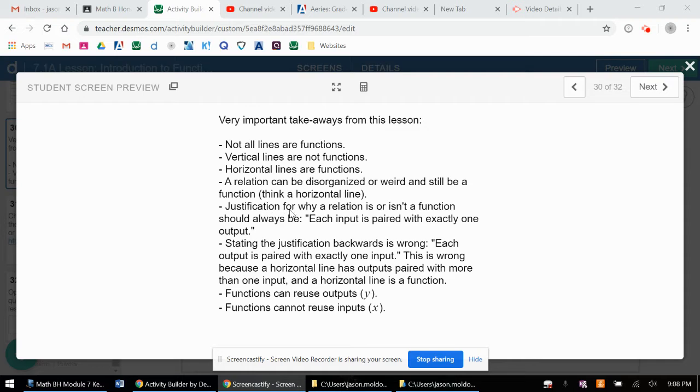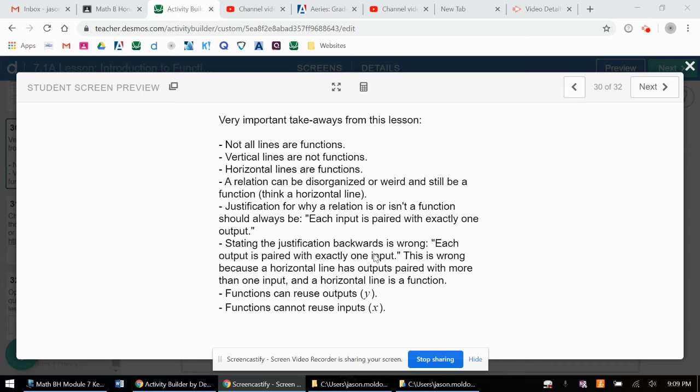We need to be careful using justification. Justification for why a relation is or isn't a function. Just stick with the tagline, each input's paired with exactly one output. Because people start to change it a little bit and they start to kind of open themselves up to losing that argument or courtroom battle. Like, for example, each output is paired with exactly one input.